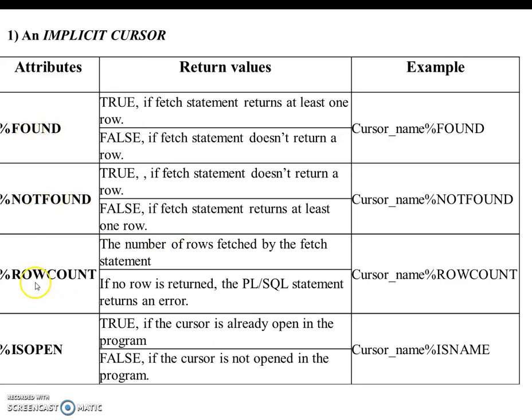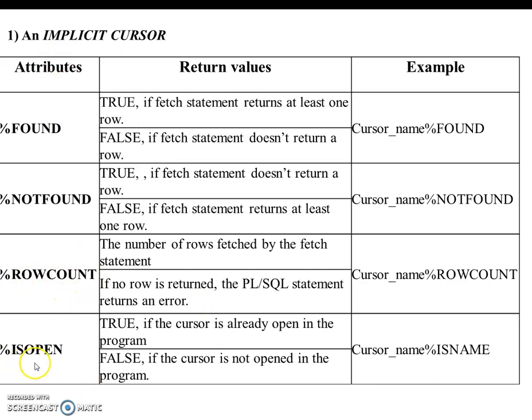Next one is %ROWCOUNT. The row count attribute returns the number of rows fetched or accessed by the fetch statement. Okay, so if a number of rows are available in a particular table, that number will be returned as the row count. If no rows are available or no rows are fetched, then it will return an error message. Okay, so that is the row count attribute.